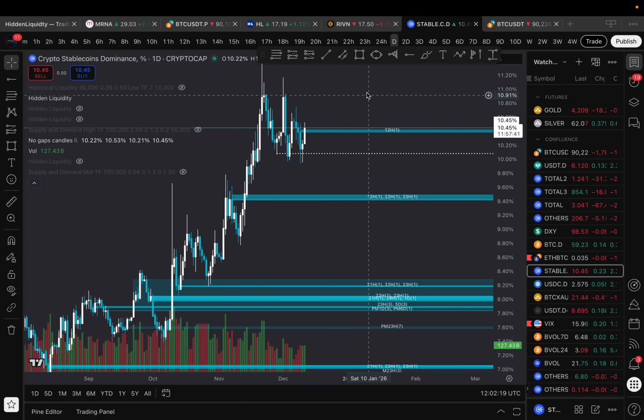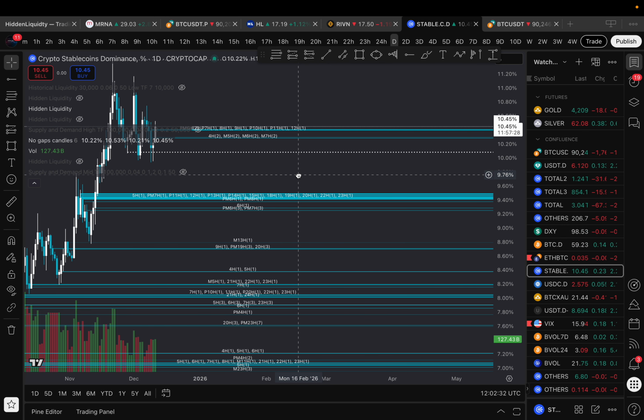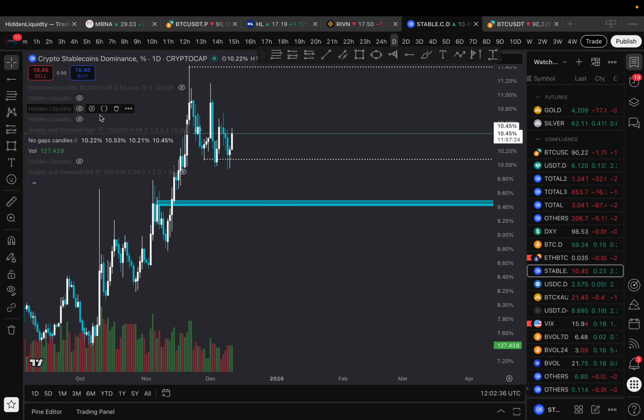That's a 12-hour. Marking that. It's also refinable. There's a tiny 23-hour. Then you could obviously check, okay, there are heaps of mid-time frame levels inside as well. So that's definitely a point of interest, right?